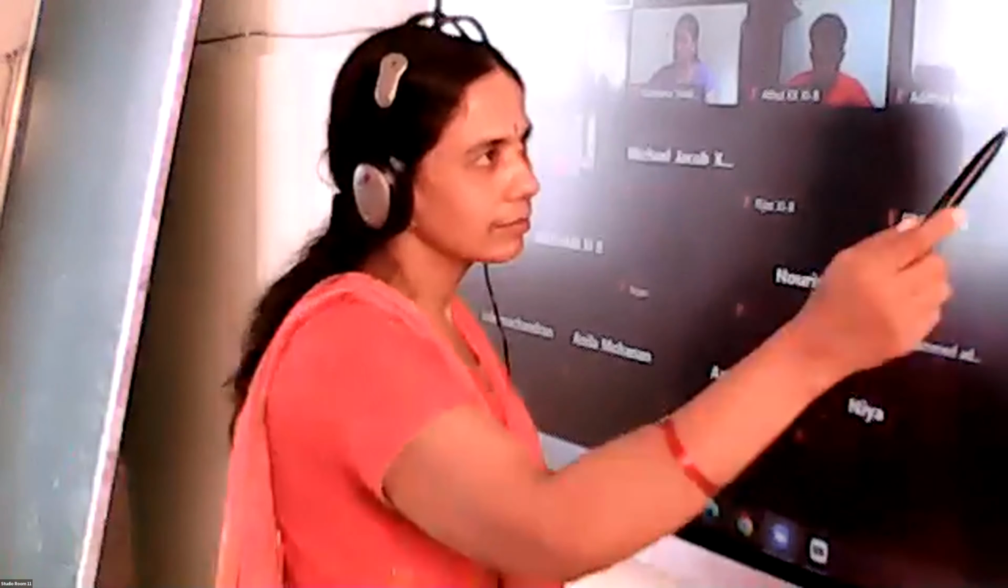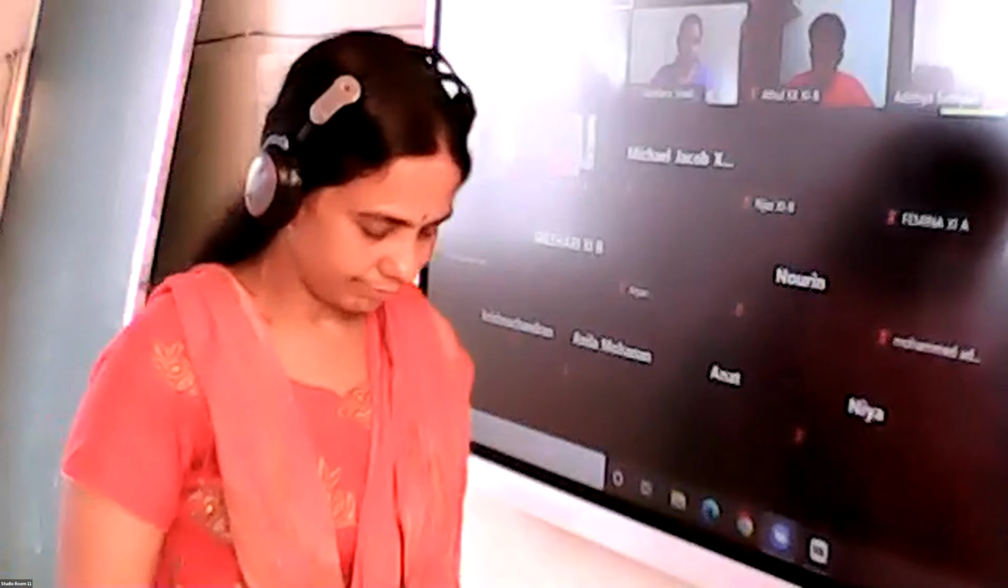Aditya Satyan, can you give the standard equation of the ellipse? x square by a square plus y square by b square equal to 1. Yes. x square by b square plus y square by a square equal to 1. The two equations are x square by a square plus y square by b square equal to 1.